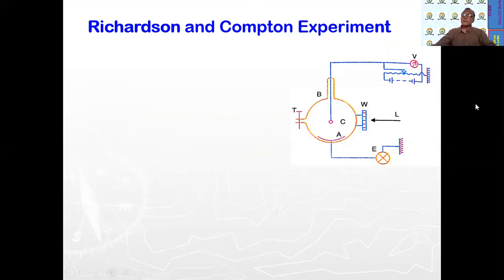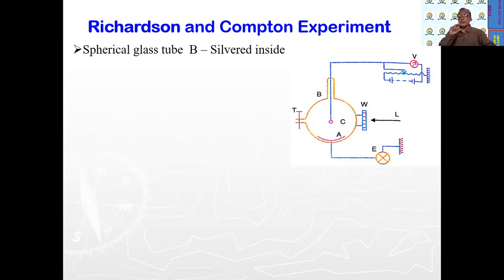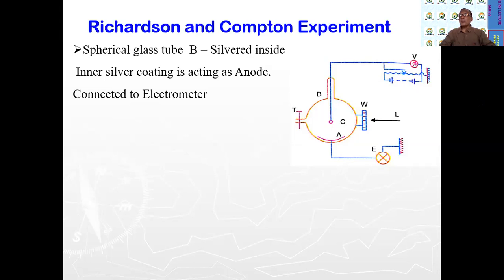The experimental setup, if you see on my screen, consists of a glass tube B. This glass tube is provided with two windows. One is the window T, through which this glass tube B can be evacuated, and its inner side is coated with silver. And with the help of the window W, the monochromatic light may be incident on the cathode which is present inside this glass tube.